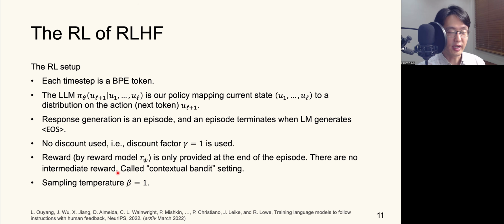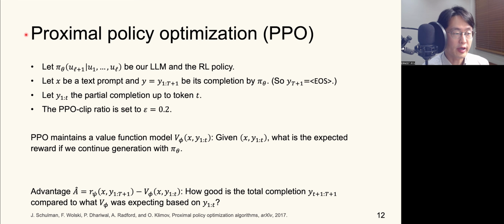This setting, where you don't get any intermediate rewards and you collect a reward at the end of the episode, is referred to as the contextual bandit in the language learning theory. And within this RL environment, we'll use a large sampling temperature, namely temperature beta equals 1. To perform the RL of RLHF, the InstructGPT paper uses proximal policy optimization, PPO. So again, we'll use the notation pi theta to denote our large language model, and we'll consider this as our RL policy within the PPO algorithm.